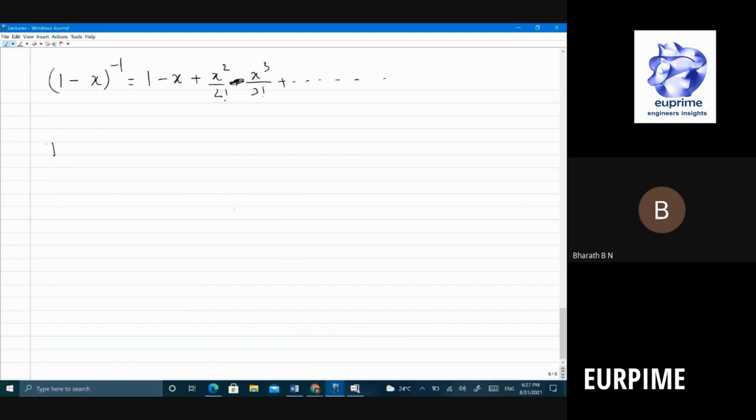Now, instead of 1, I'll write I. Instead of small x, I'll write capital X. This is a matrix. Now, I take this matrix and invert it. Now, the question is, can I write this as identity minus X plus X squared by 2 factorial minus X cubed by 3 factorial plus and so on? Question. What do you think is the answer?